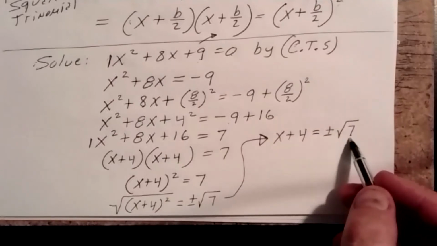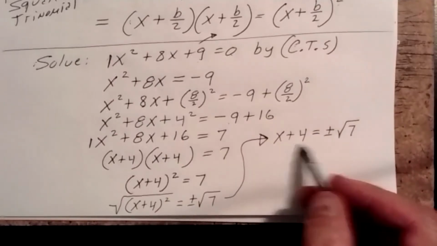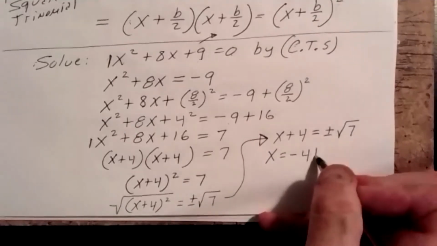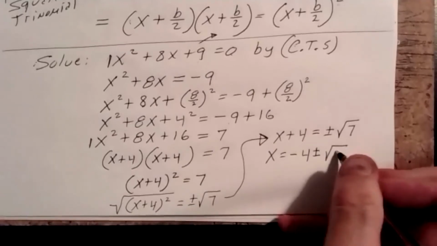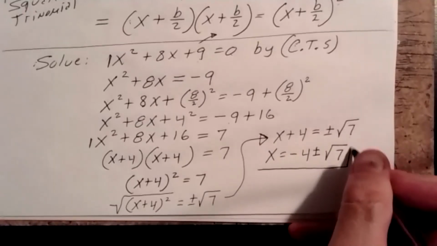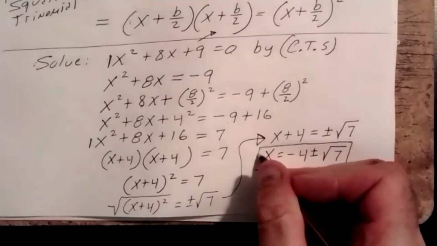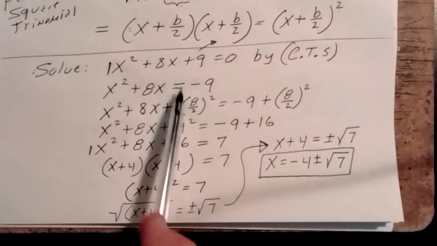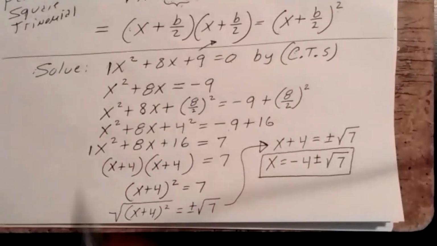Leave it like that. Finally, to solve for x, we subtract 4 from both sides. So x is equal to negative 4 plus or minus the square root of 7. We are done. These are your two solutions in exact form for this quadratic equation up here. And this entire technique was called the what method?